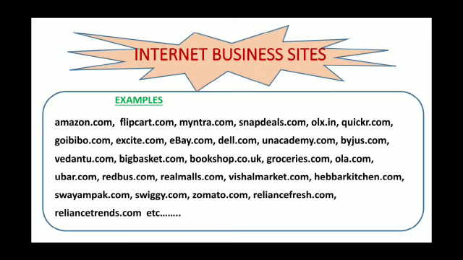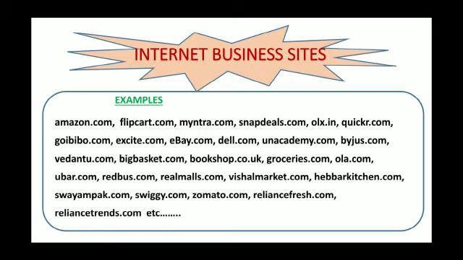ibibo.com, excite.com, ebay.com, dell.com, unacademy.com, byju's.com, vedantu.com, bigbasket.com, bookshop.co.uk, groceries.com. Different websites you are getting here. Ola, Uber and Redbus: like in Bangalore and metropolitan cities, you can book your vehicle for going from one place to another place. At that time, you will use Ola, Uber, those websites.